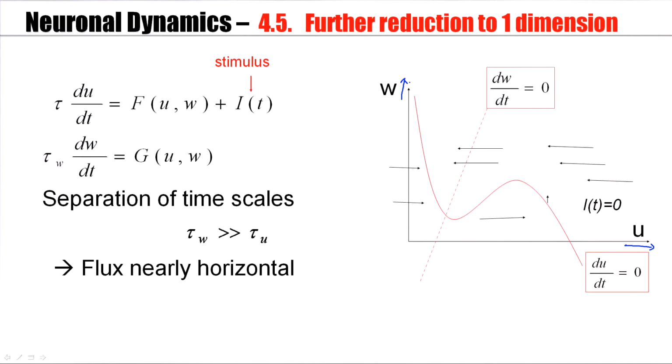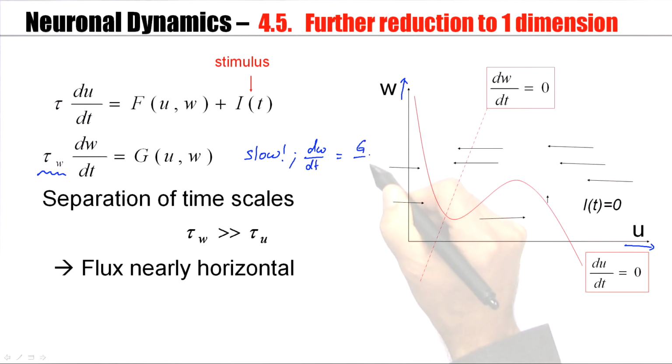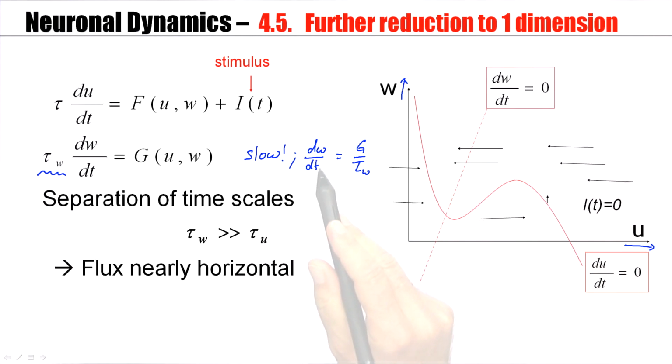And now separation of timescales means that the time constant for the second variable is much slower than that of the voltage. So this is our slow variable. That means w only changes a little bit. If you look at the derivative dw/dt, then this is g over tau, but tau is big, so the change in a small time step of w is small. And this means that the flow arrows are nearly horizontal all the time.